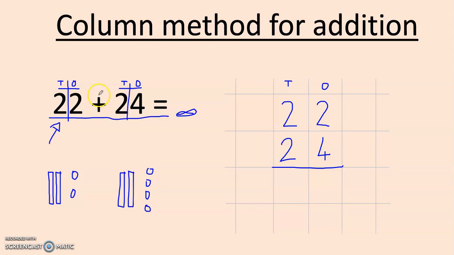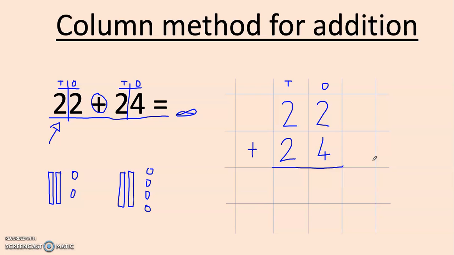Now it's also really important to make sure that I use the correct symbol in my column method. In this case it's addition, so it's a plus sign. So I'm going to add my plus sign just here. Doesn't matter which side we put it on, as long as we add it in to show what kind of method we're doing. Now that I've got it all laid out, you can see this is the proper layout for the column method.